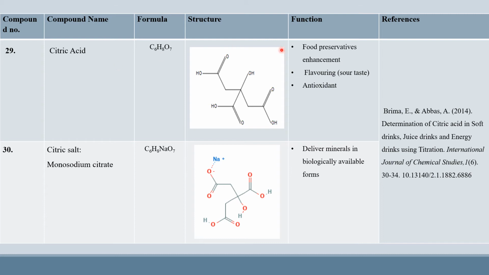Citric acid's function is known as a food preservative enhancement, flavoring, particularly in sour taste such as orange flavor, and it also provides antioxidant function as well. On the other hand, the citric acid salt form is important in delivering minerals in a biologically available form. So that's all from me.